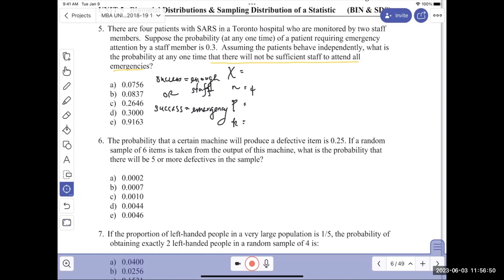You guys aren't getting it. So what is the P? What are you told about the P? Let's backtrack a little bit. What are you told about the P? What's the P? Aha. So P is the probability of emergency each time we look at an individual.